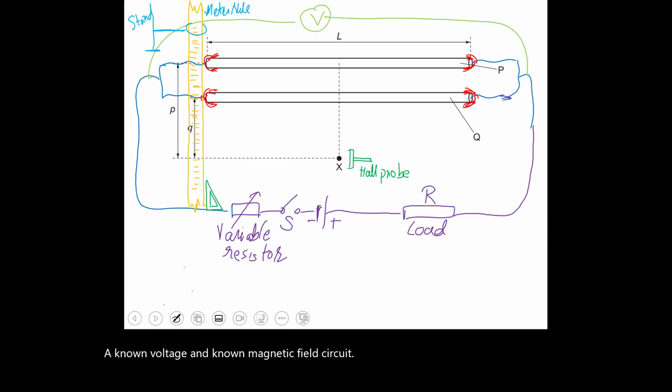Switch on the circuit. Allow the current to become stable. Take the voltmeter and ammeter reading. Take the voltmeter reading.